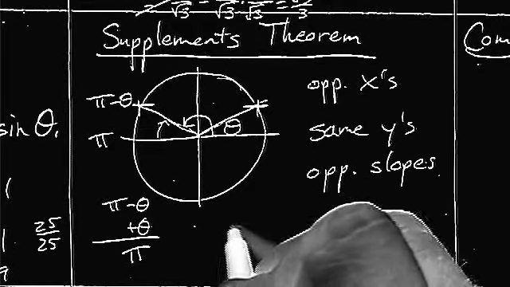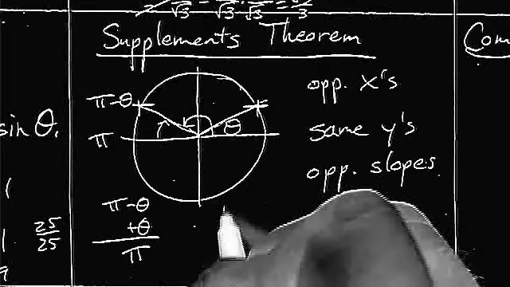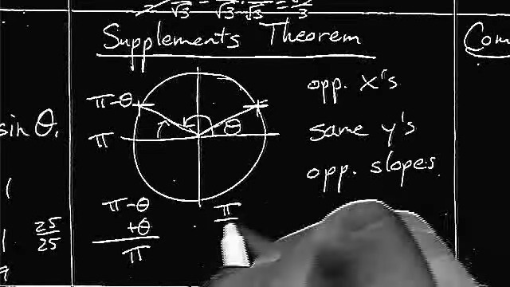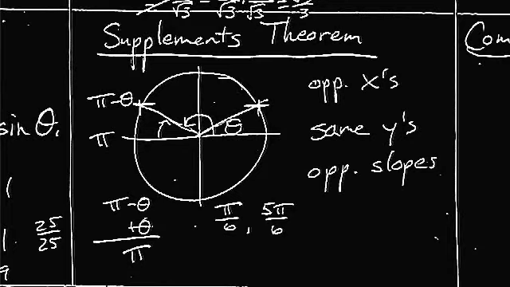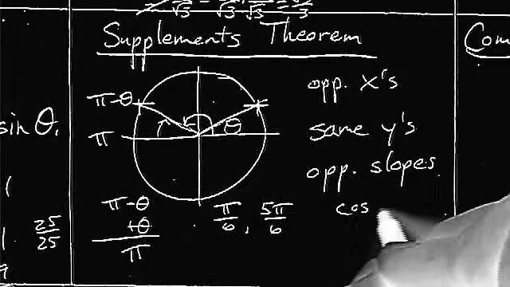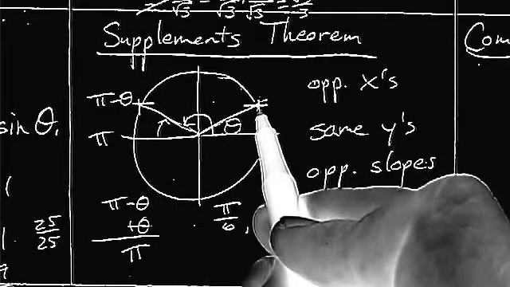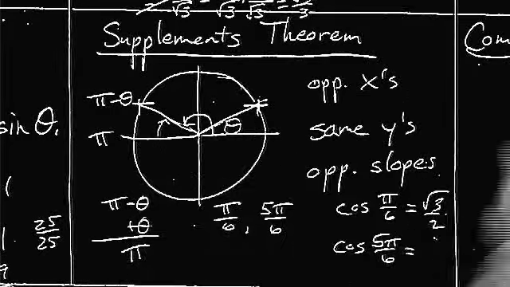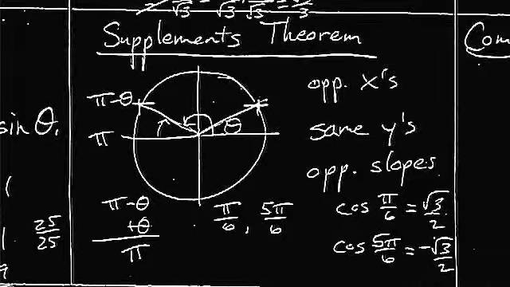So two angles which are supplements to each other, for example, would be pi over 6 and 5 pi over 6, because we know if you add them together, you end up with pi. So if I tell you that the cosine of pi over 6 is radical 3 over 2, what are you going to tell me about the cosine of 5 pi over 6? So cosine here and cosine here. Well, they have to be opposites of each other.